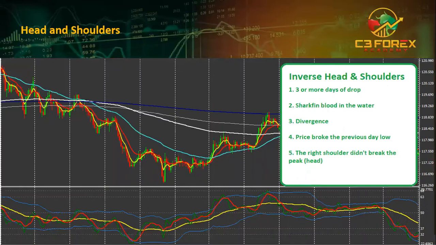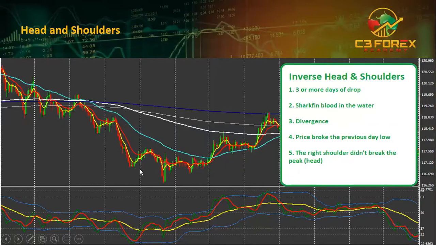So these are a few examples of inverse head and shoulders. Price has been dropping. This is your hour time frame. You see price has been dropping for some days now. You have a shark fin, blood in the water down on your TDI. You have divergence. Price is moving up on your TDI, price is moving down on your charts.